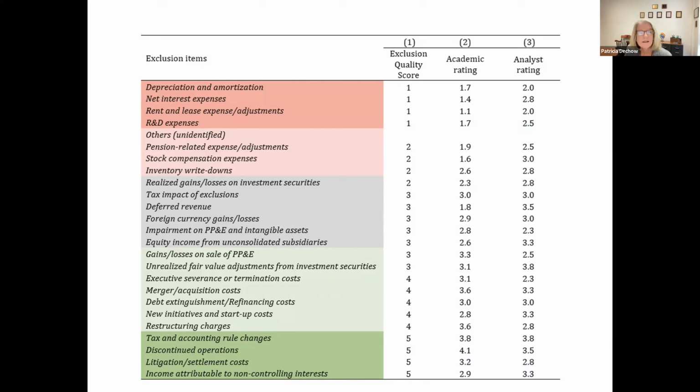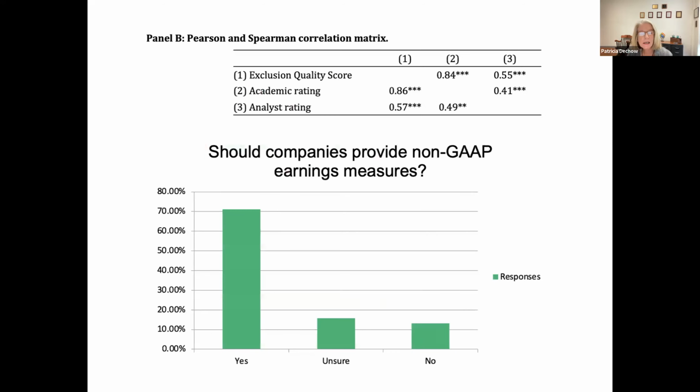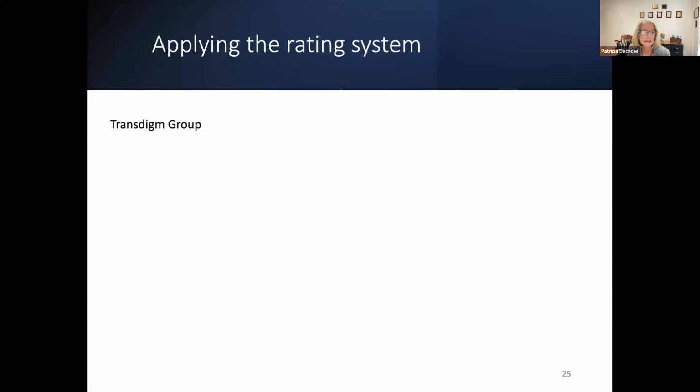So then we looked at the correlation between the measures, and we found with the academics, how they scored it versus our exclusion quality score, there was about an 84% correlation between the two, which we thought was pretty reasonable. It was lower with the analysts, down at 57%. We also looked at the Chinese regulators, who have some exclusions that they think are reasonable or unreasonable, and we found our measure was fairly correlated with theirs as well. And then most responders said, yes, they thought it was reasonable for companies to provide a non-GAAP earnings measure, just because earnings have all these mixed attribute qualities.